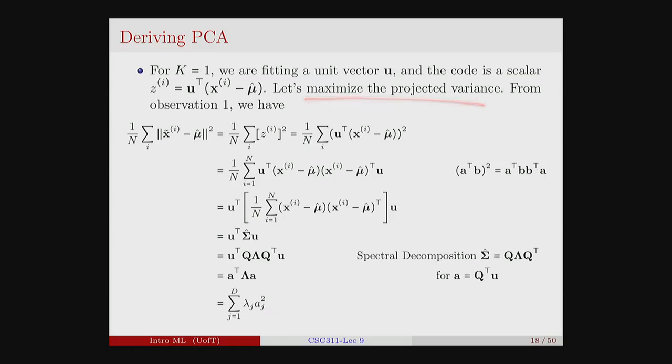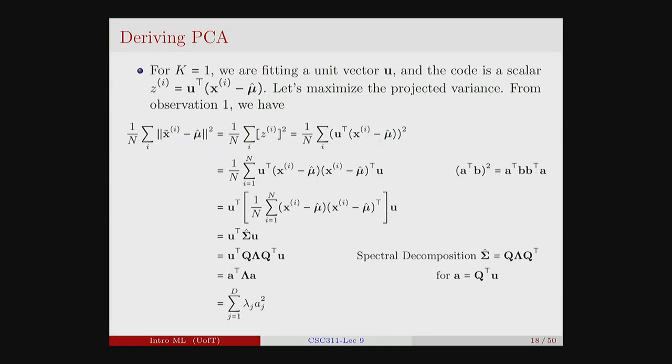Now we're going to maximize the projected variance, because that's the cost function we care about maximizing. The projected variance is the sum of the norm squared of x tilde i minus mu hat. I'm going to substitute this with zi, because I proved in observation 1 that the variance of the projections is the same as the sum of the norms of the reconstructions. And I know zi is u transpose (xi minus mu hat) by the definition of the representation.